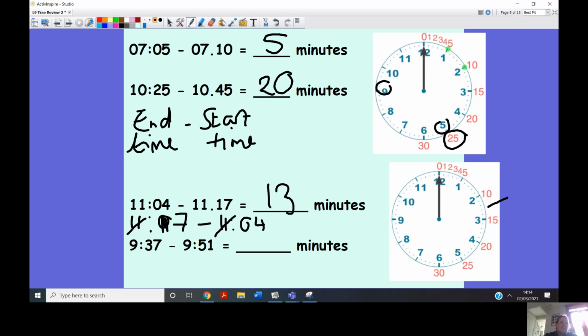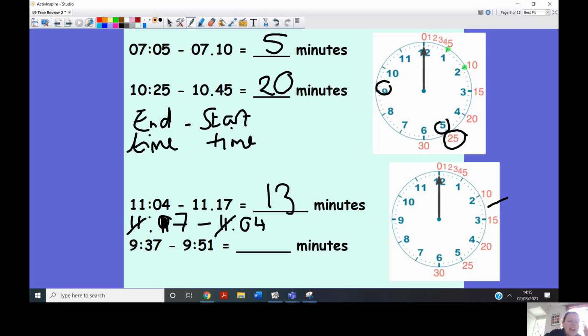So 9:37 to 9:51, what is the duration? How long is that? Well, again, similar to what we use when we're bridging the hour, you could use that to get to your nearest multiple of 5. So we could say, I know 37 add 3 is equal to 40. And then if I add on 10, I get to 50. And then I add on another 1, I get to 51, which is 14 minutes.